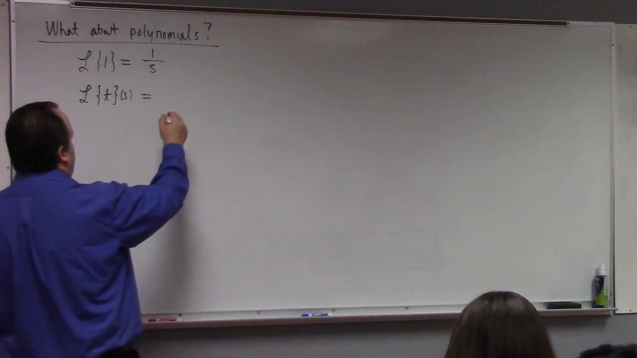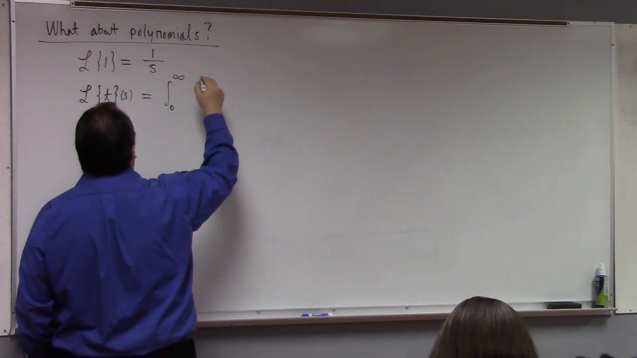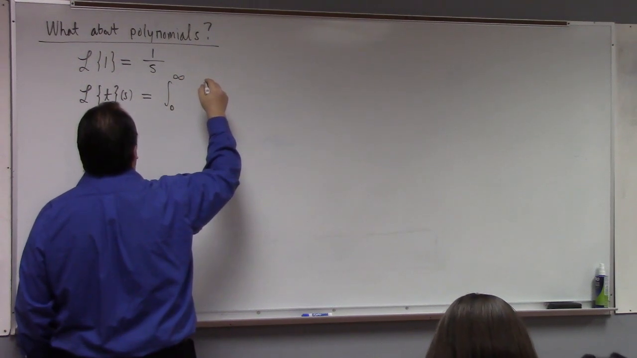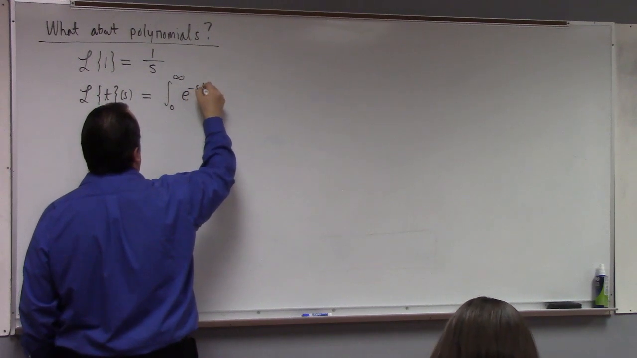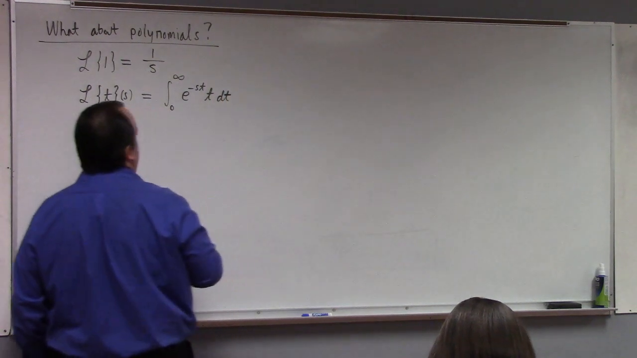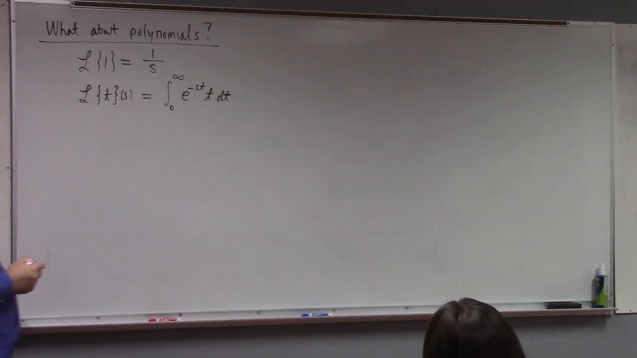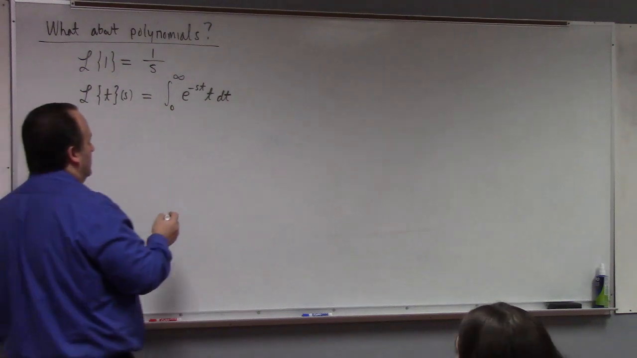Well, I guess we'll just try to calculate it, right? We've got the integral from 0 to infinity of e to the minus st times t dt. How do we do that integral? I feel like this is integration by parts.